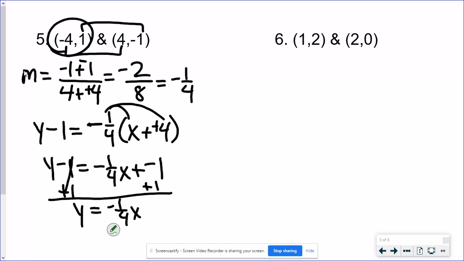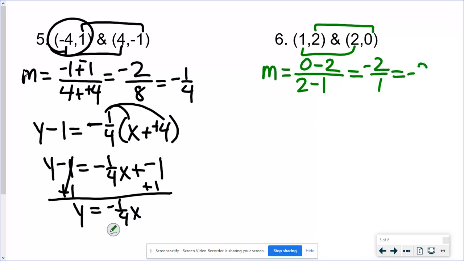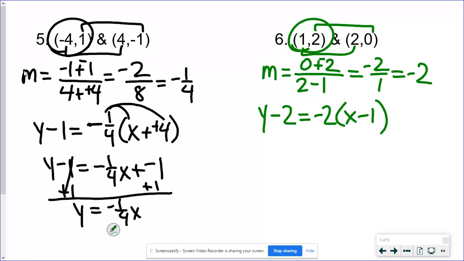And for the last problem, I'm going to have 0 minus 2 over 2 minus 1, negative 2 over 1, which is negative 2. And then using this ordered pair, y minus the y number, m times x minus the x number. And now we want to get the y by itself. So we're going to distribute y minus 2 equals negative 2x plus 2. And then I'm going to add the 2.